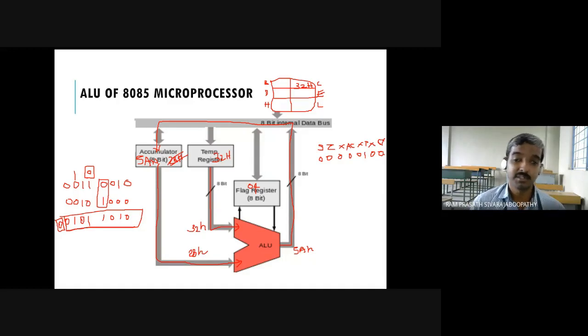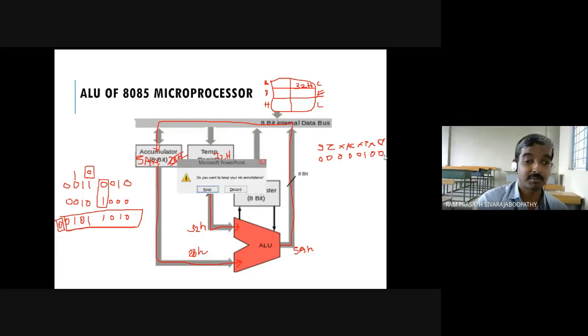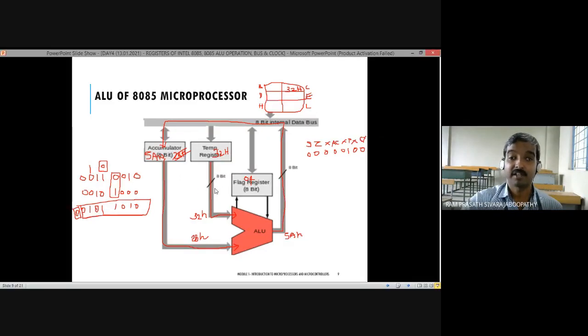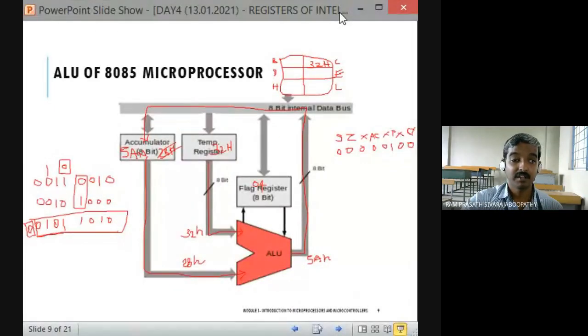Clear? So these are the things we can infer from the flag register. Positive result, non-zero. Okay. Even parity result. There is no carry and the auxiliary carry. These are the things we can infer from the flag register. So that's all about the ALU of 8085 microprocessor. Clear? Fine. Now we'll move to the next slide.